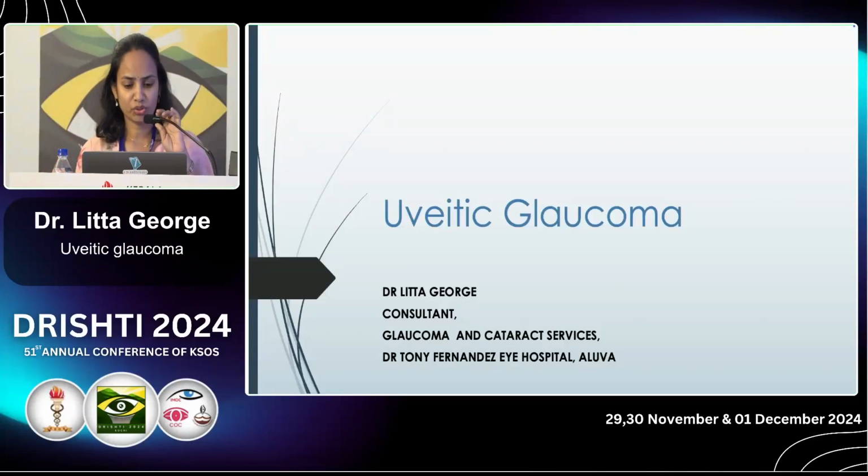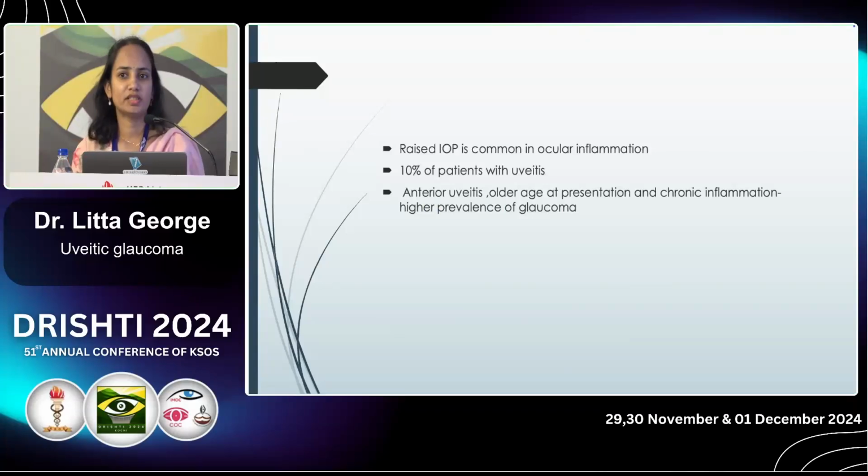So good afternoon to all. My topic is uveitic glaucoma. Uveitic glaucoma is quite different in that both the disease as well as the treatment can give rise to raised intraocular pressure. Raised intraocular pressure is common in ocular inflammation. Around 10% of patients with uveitis do develop raised intraocular pressure.